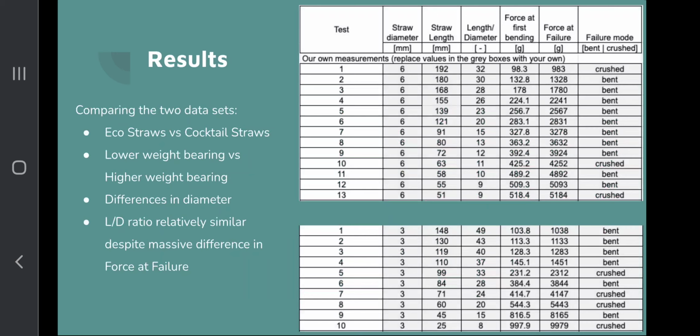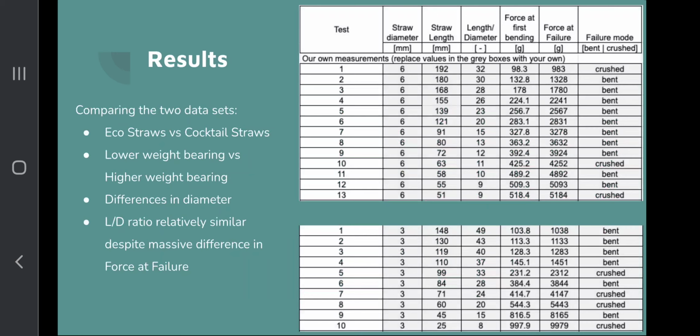And so here we're comparing 2 different types of straws. There's the eco straws that I used and the cocktail straws that she used. And as you can see, mine are able to bear a much lower weight compared to hers. And there's also a clear difference in diameter. As you can see, my diameter is double hers, but I'm also only able to handle half of the force that her straws are able to handle.